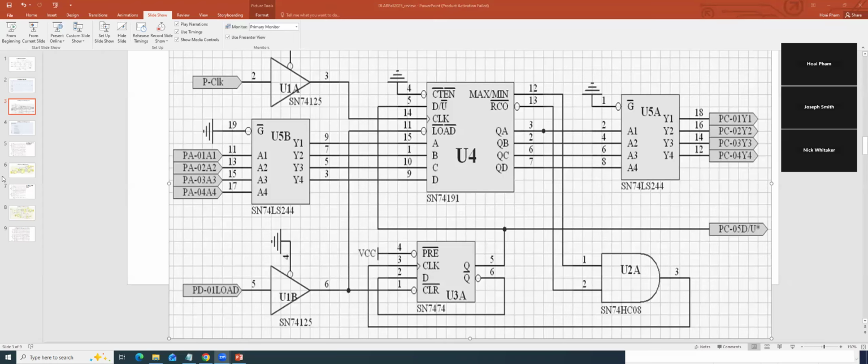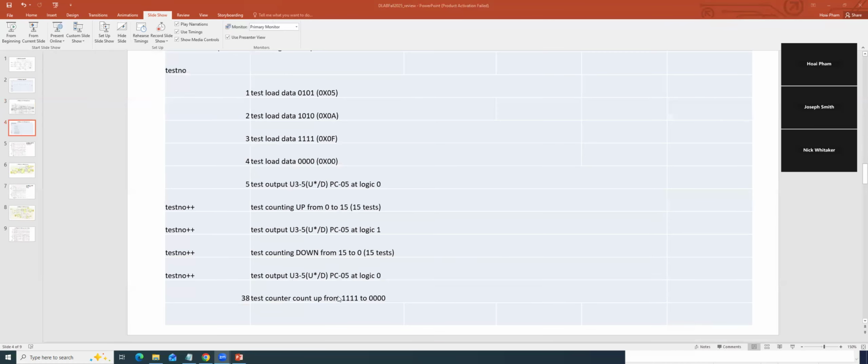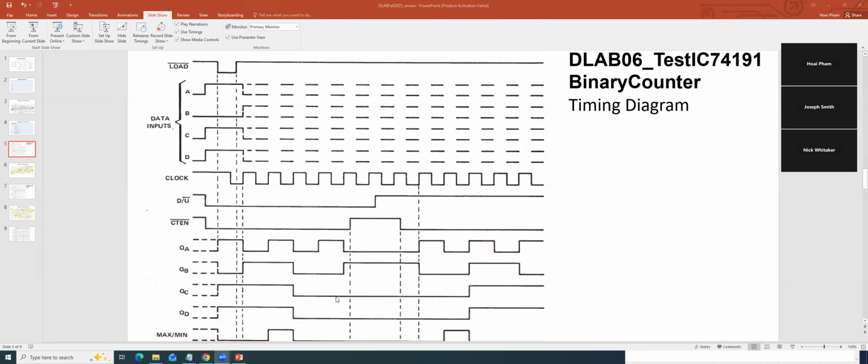Now, PD1 load goes to the buffer. That's the buffer 125. If pin 5 is 0, pin 6 is 0, and pin 5 is 1. Mr. Pham, just real quickly, when we talk about buffers, whatever goes in comes out, right? Exactly. Okay, go ahead. Now I need to talk about this one.